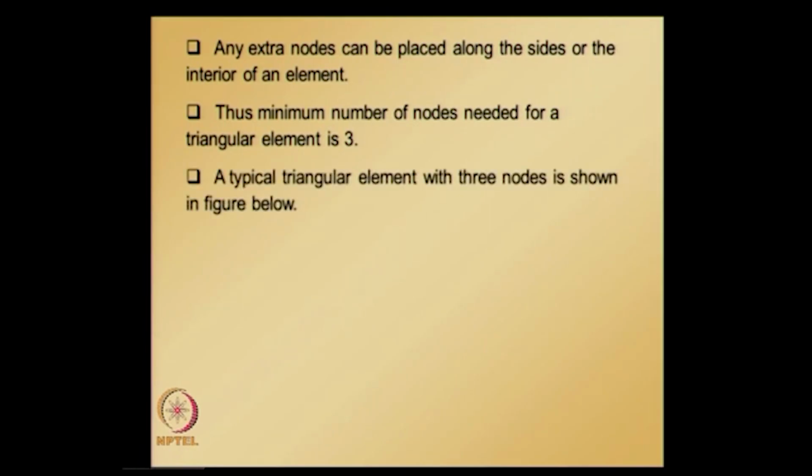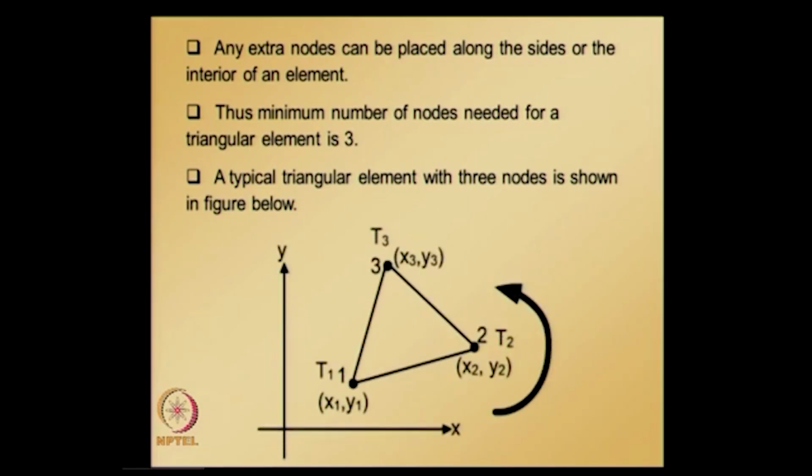A typical triangular element with 3 nodes is shown here, and if you see the local node numbering is in the counterclockwise direction, which is indicated by the arrow, and the global coordinates of nodes 1, 2, 3 are also indicated in the figure, and the unknown solutions at the 3 nodes T1, T2, T3 are also indicated. And now we need to derive element shape functions for this 3 node triangular element.